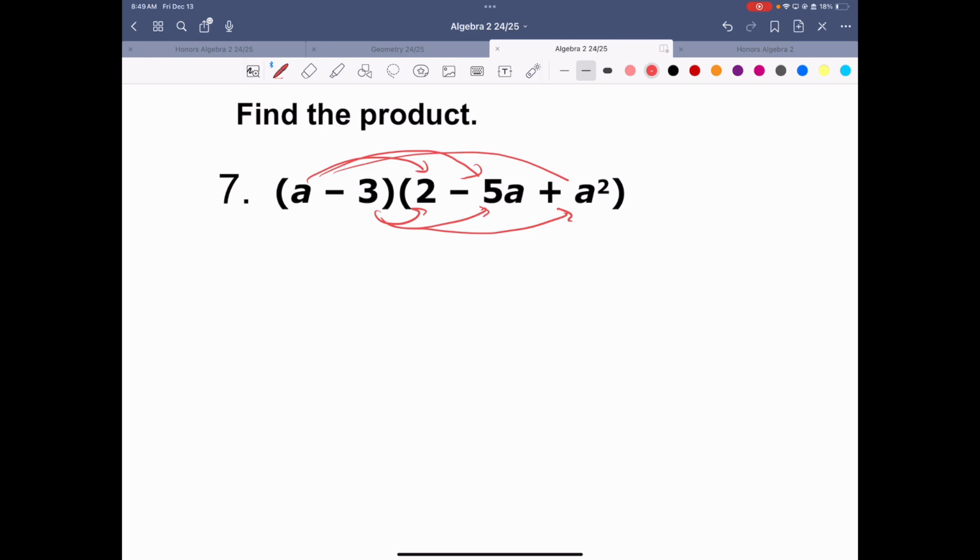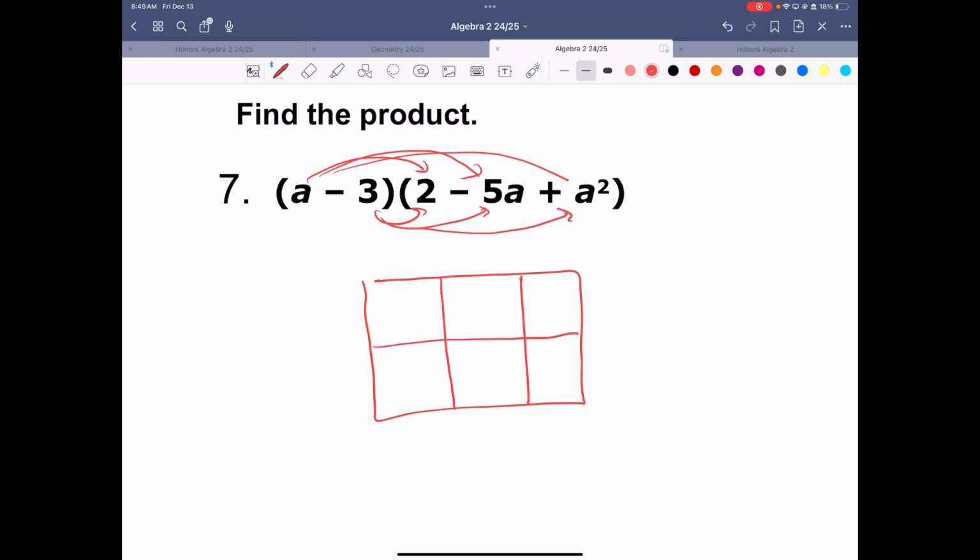And it works great. You can get this long chain. Another way to do it is use box method to do it instead. And the box method is just a little bit of a better way, I think, to organize it. You'll notice that I put 2 rows and 3 columns.